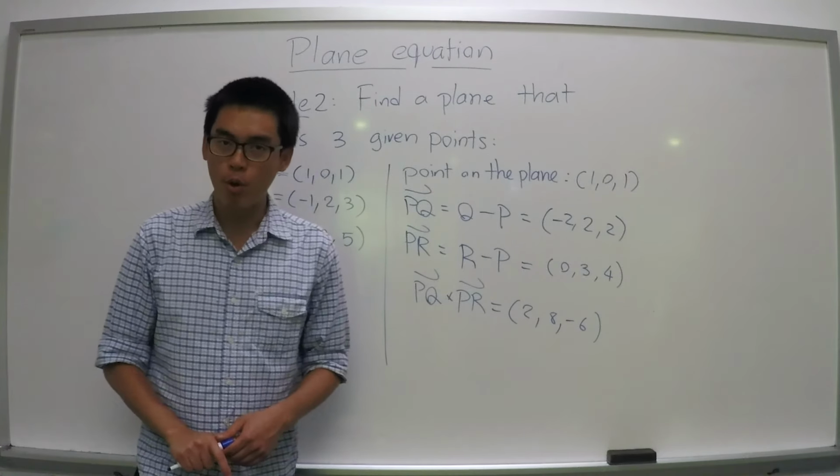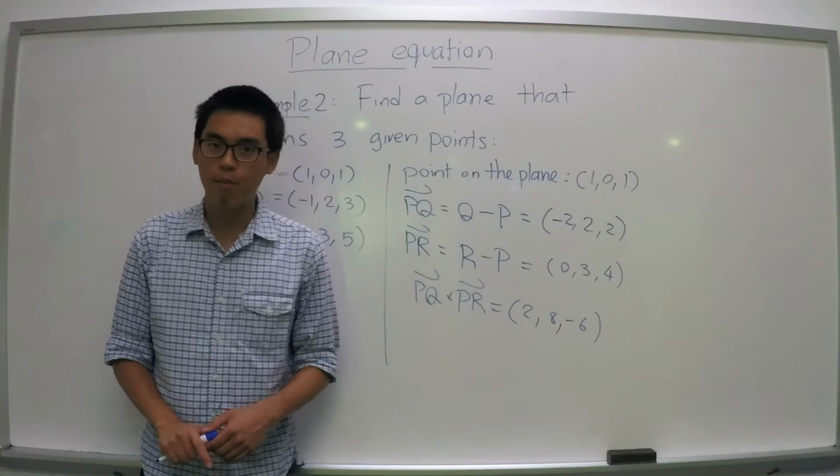If you're not sure how to compute a cross product, please check my previous video on cross product. But here's the result. PQ cross PR is 2, 8, minus 6. We use that as our n, right? So once we have these two pieces of information, the answer is easy. We just combine them into one equation. So we have 2, 8, minus 6 as our coefficients, and for the point on the plane we just subtract from x, y, z the values 1, 0, 1. All right, and that's your answer.